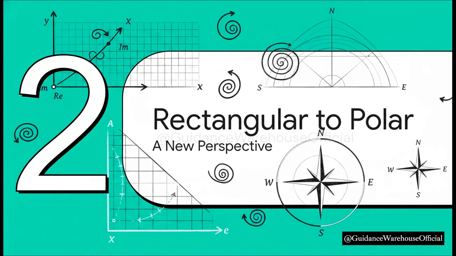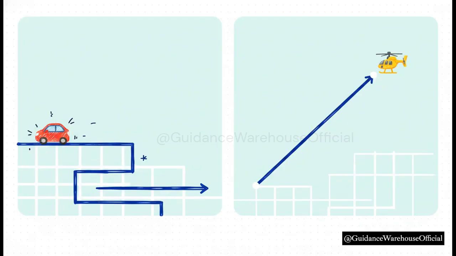Section 2. Rectangular to polar form. Now that we know how to find our distance, let's introduce the main conceptual shift. We're moving from rectangular form to polar form, and this brilliantly illustrates the difference. Rectangular form is like driving a car through a city grid. Go 3 blocks east, turn, go 4 blocks north.